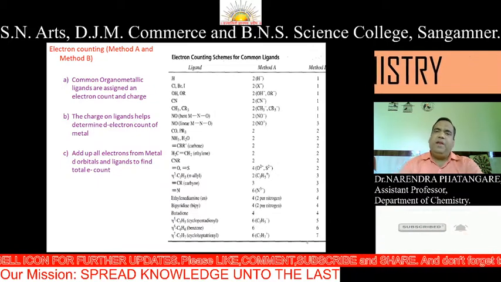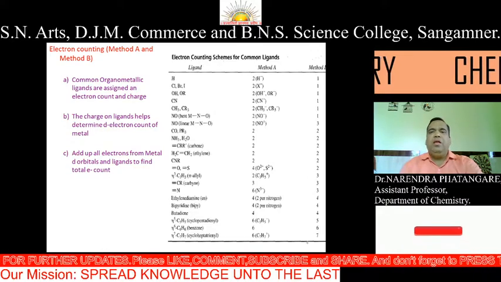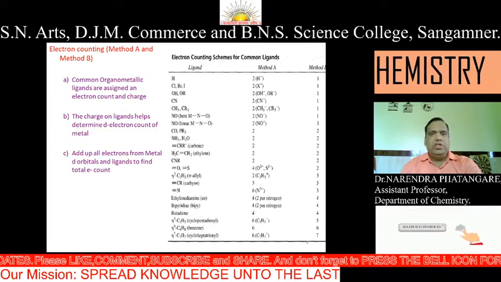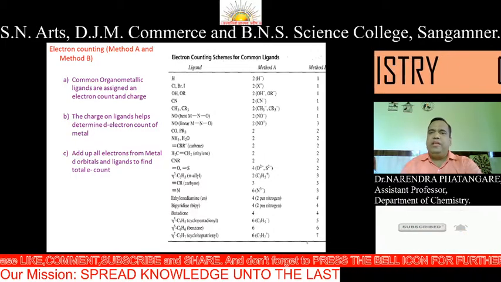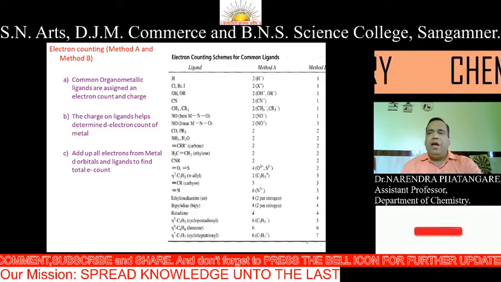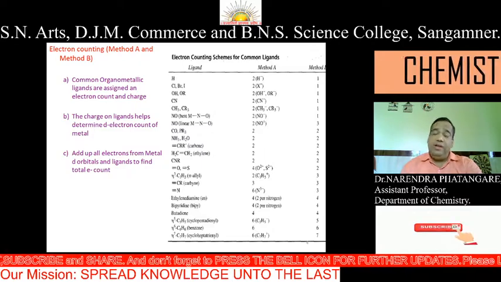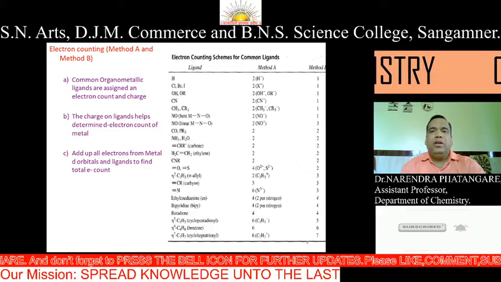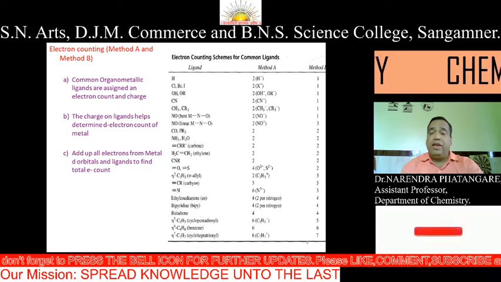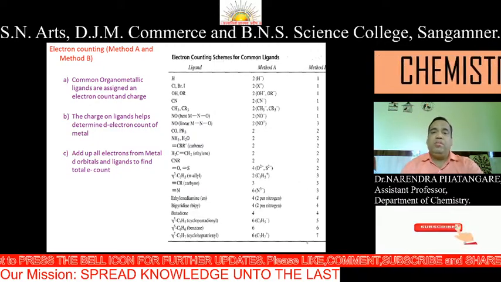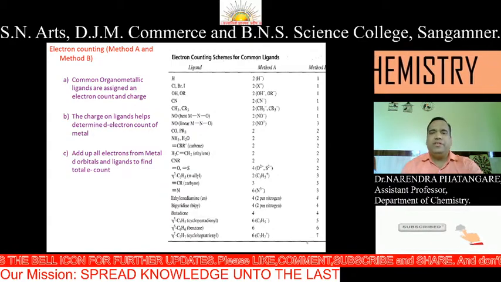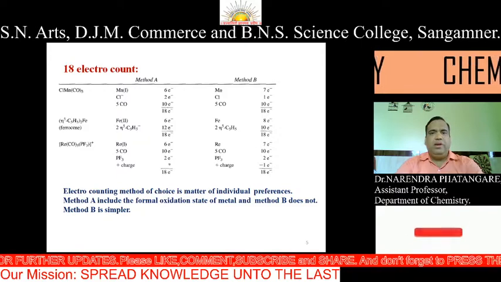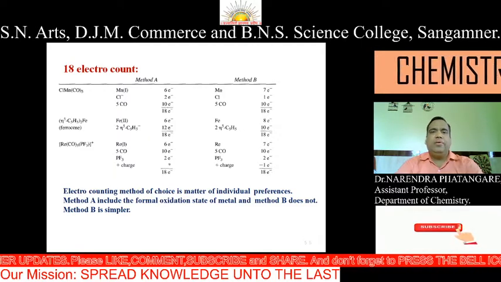This is the simple thumb rule by which we have to remember the electron counting for all common ligands used in organometallic chemistry. If you remember these ligands, their charge and their electron contribution, it will definitely help you, and the study of all organometallic complexes becomes very, very easy. Then we are going to calculate the 18 electron count in different complexes.